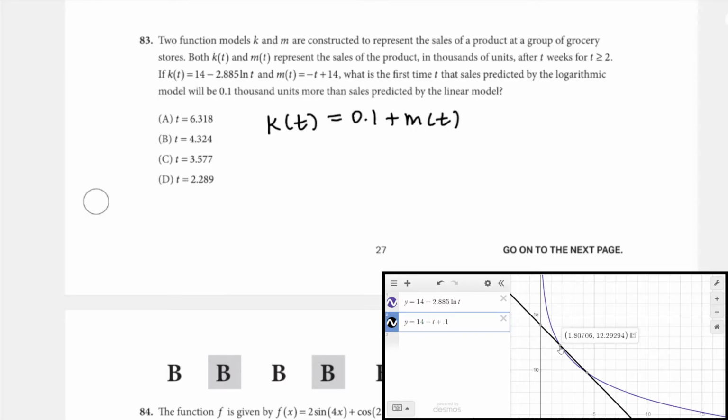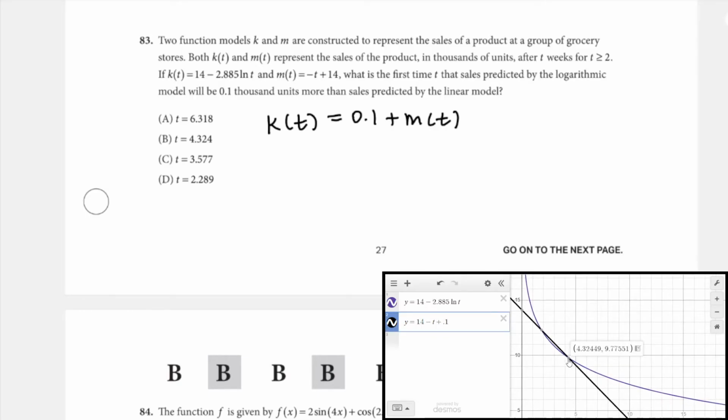What is going on? First time t, sales predicted. Negative t plus 14, for t weeks, for t greater than or equal to 2. Okay, 4.324. There we go. I should have read that and said, okay, when t is greater than or equal to 2, then I would not have even been seeing that appealing wrong answer. I really did that one to myself. There we go.